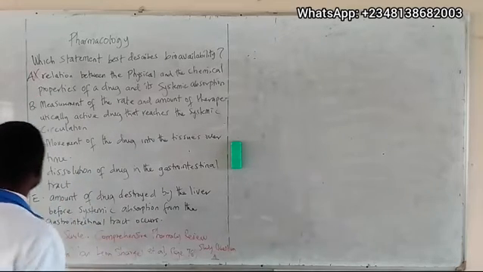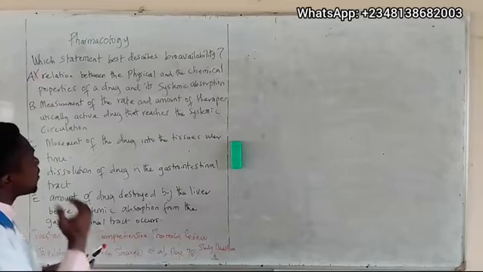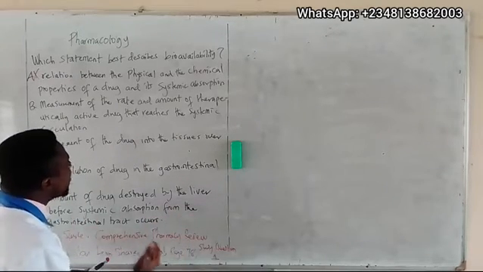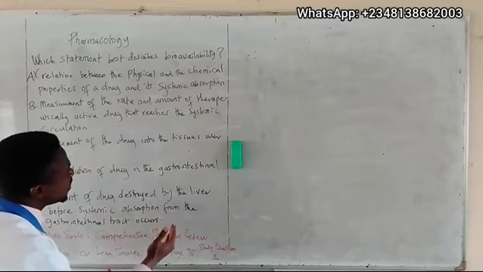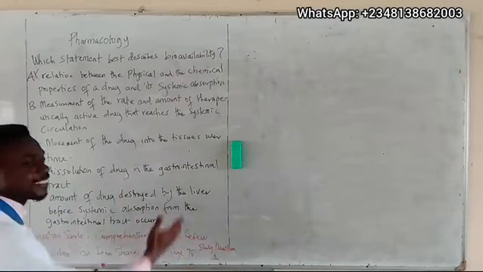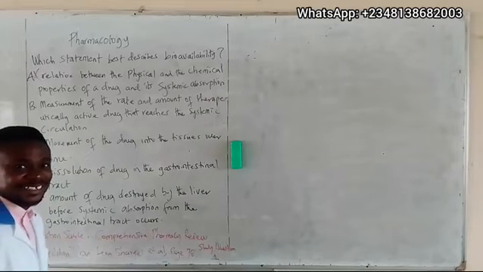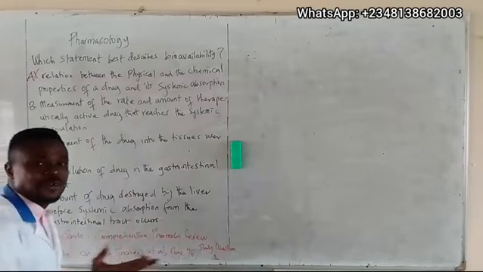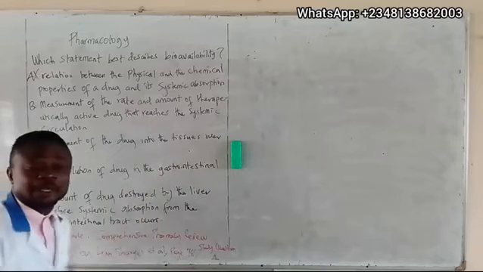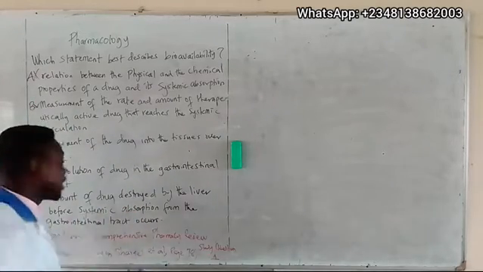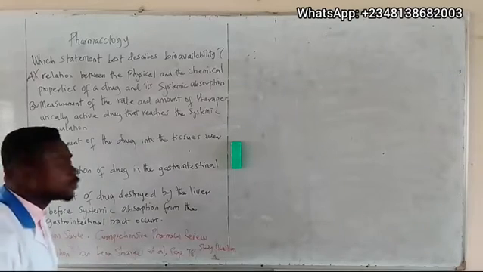Now let's go. Option B says measurements of the rates and the amount of therapeutically active drug that reaches the systemic circulation. Option B just described what I explained about bioavailability. I will tick option B as the answer, but let's go through before we can conclude.